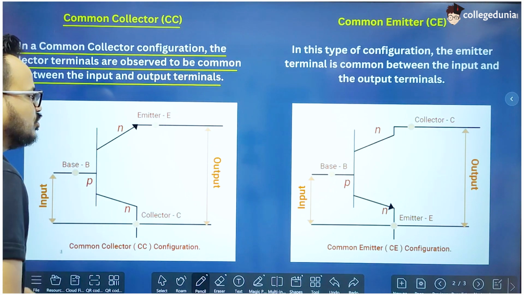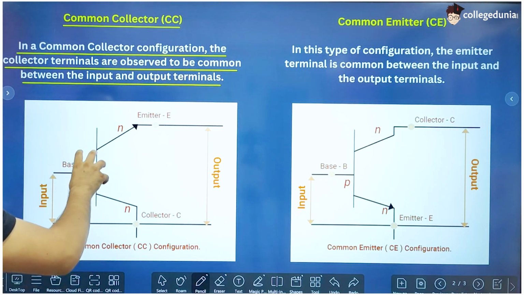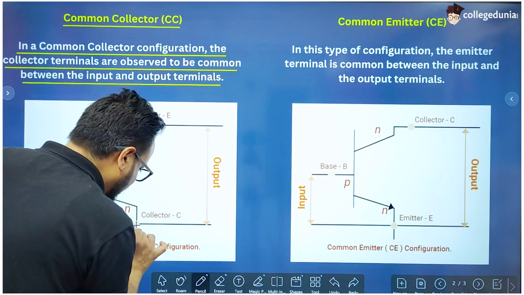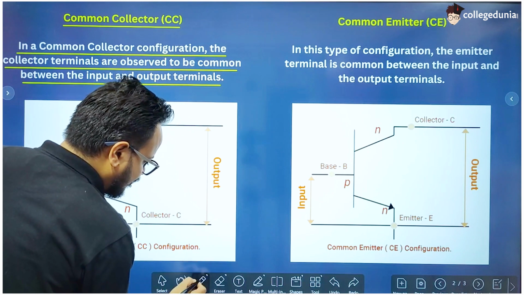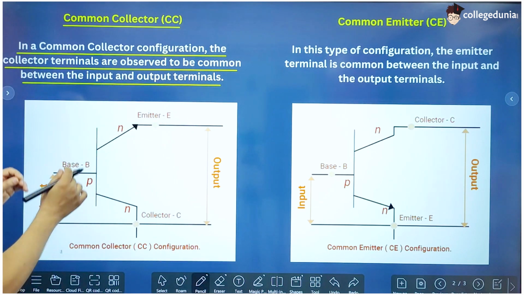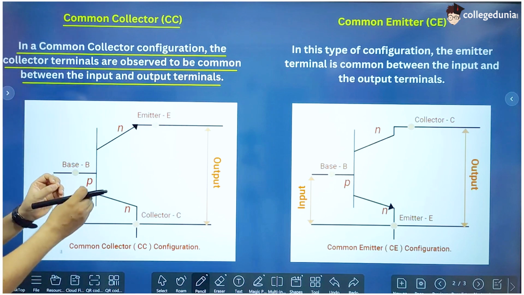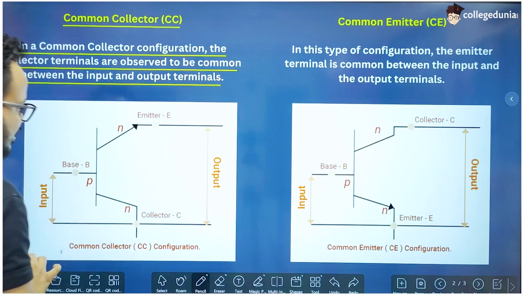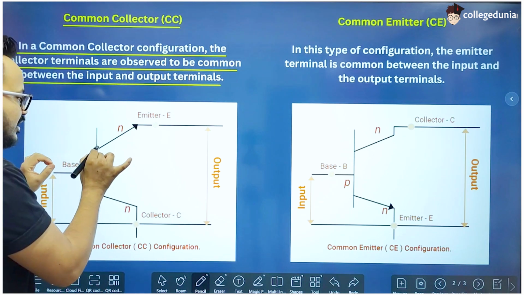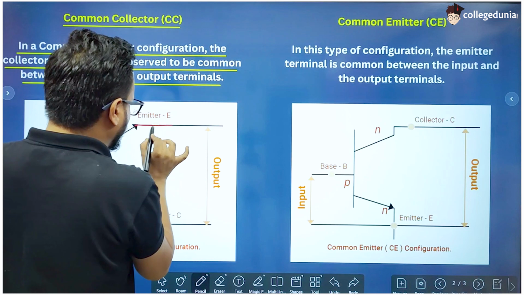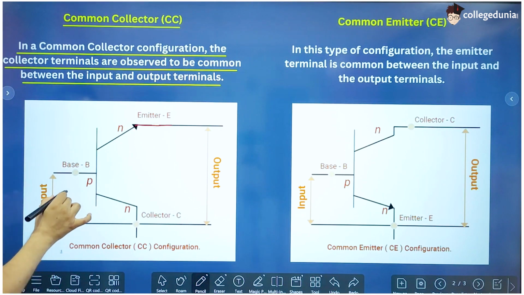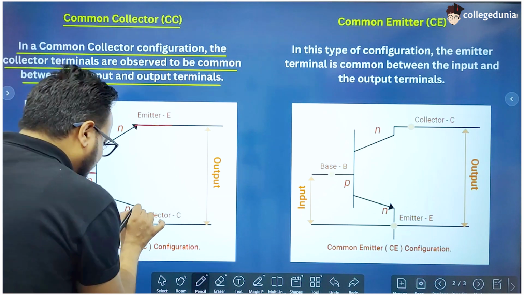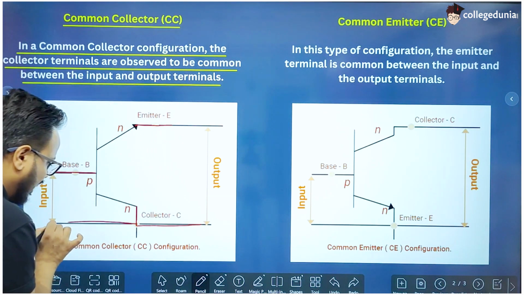Now, to clearly show this common collector configuration, we have rotated this transistor like this. Now, this is the collector terminal. Here we have shown an NPN transistor in common collector configuration. Now this is the base region, this is the emitter region, this is the collector region. We can clearly see that the base region is connected to only the input, but the collector region is connected to both output and input.